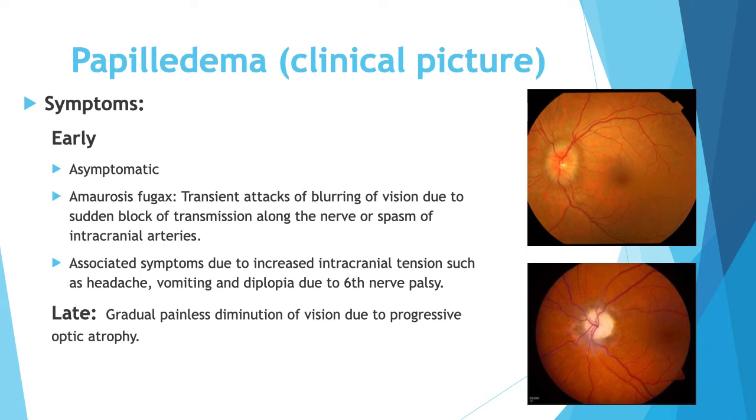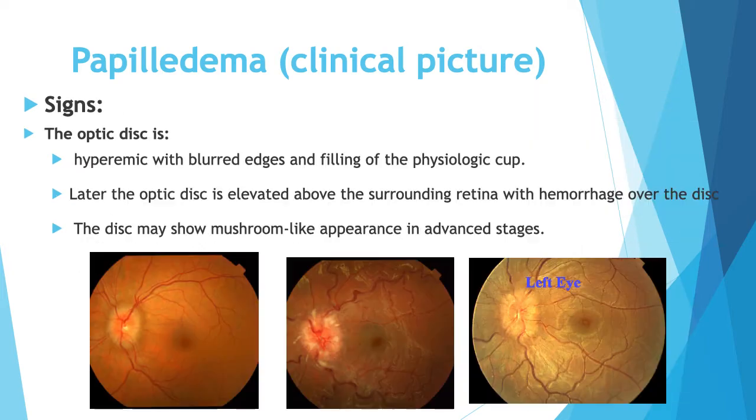The late signs, as we see here in the picture: gradual painless diminution of vision due to progressive optic atrophy. It ends up with atrophic changes due to continuous pressure on the retinal nerve fiber layers, and the patient comes later on with gradual diminution of vision, and we will find out that this patient already had papilledema and he passed through the phases and ended up with optic atrophy.